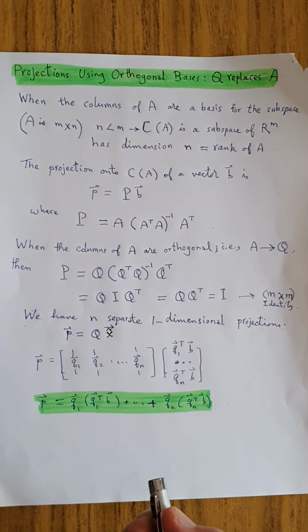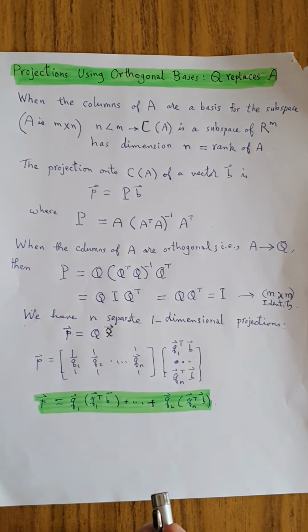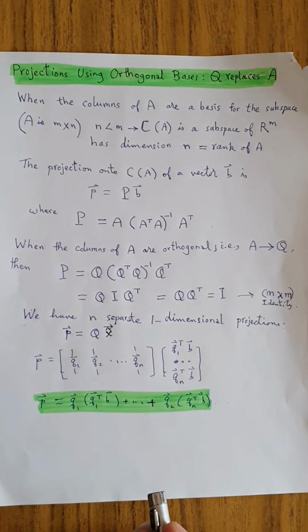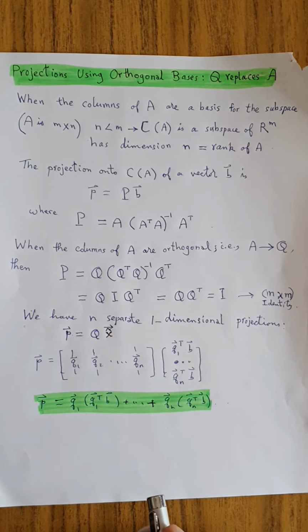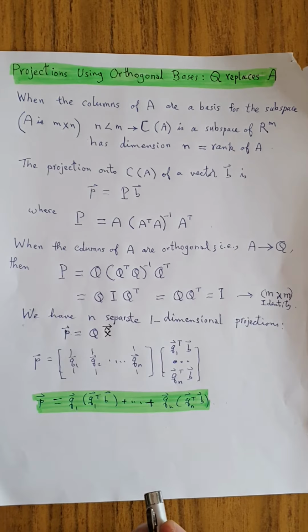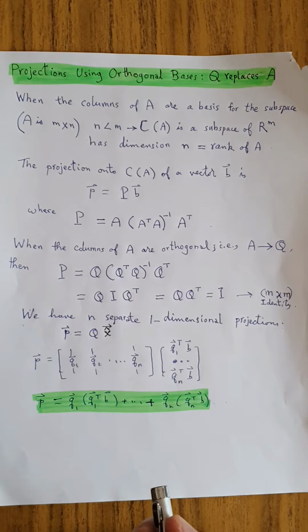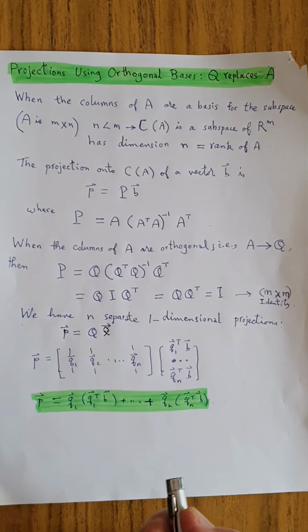We are still in chapter 4 of Strang, talking about projections using orthogonal basis. Q replaces A. Remember that projections are connected with matrices with more equations than unknowns, that is m greater than n, when the columns of A are a basis for the subspace.